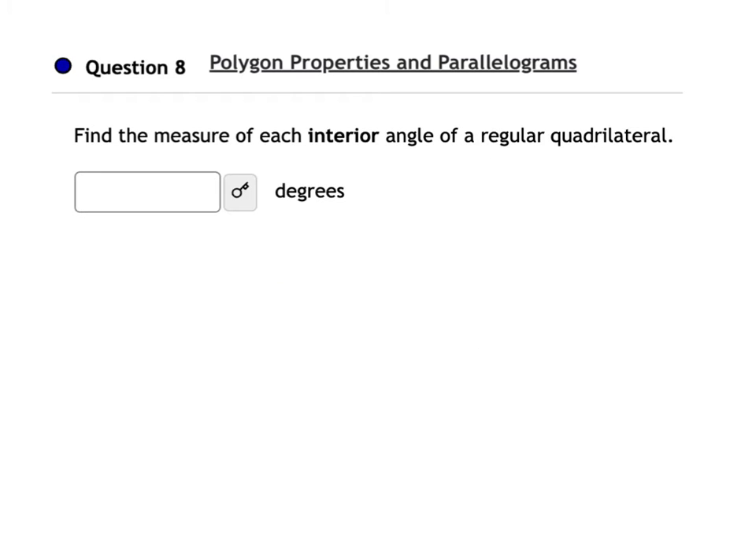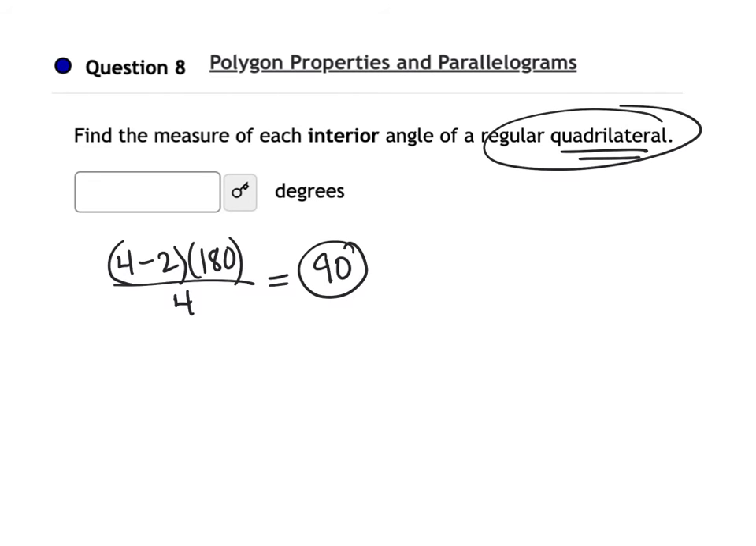Another example, just like the last one. Find the measure of each interior angle of a regular quadrilateral. Well, this one's fairly easy. You might already know what a regular quadrilateral is, but again, you take n minus 2, which is 4 minus 2, times 180, and then you divide that by the number of angles. What's a quadrilateral? There are 4 sides and 4 angles. This ends up being 90. What's a regular quadrilateral? A square. 90 degrees.